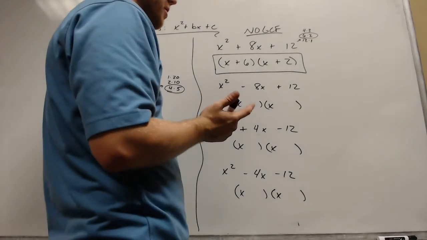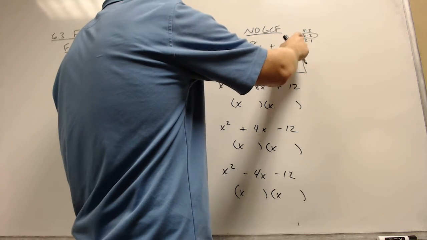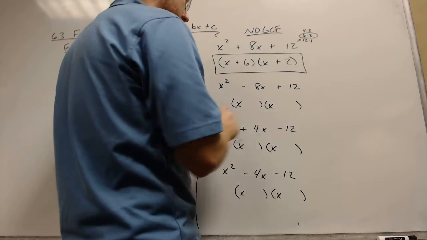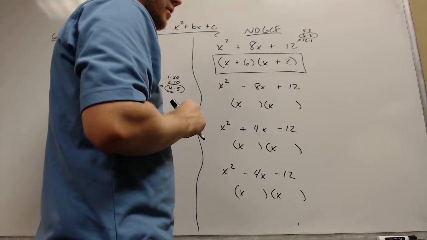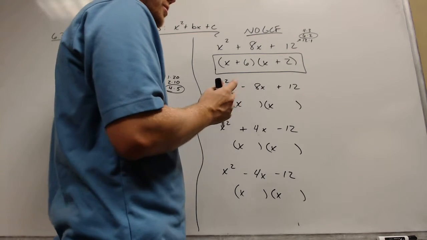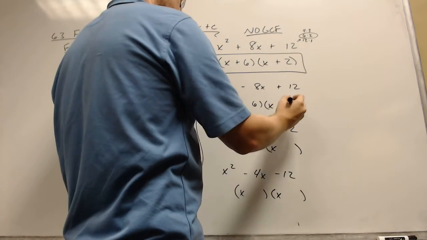Right, how can we change this scenario? Our three pairs of factors that we have to choose from are going to be the same for all the situations, but now I want negative 8 instead of positive 8. Well, hopefully that doesn't change the pair that you want to choose from. 6 and 2 still get me to 8, so I'm still going to use 6 and 2.